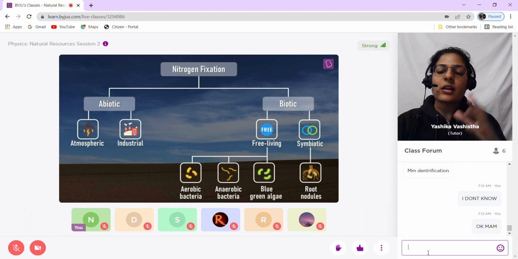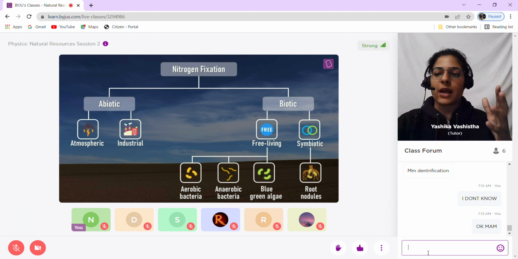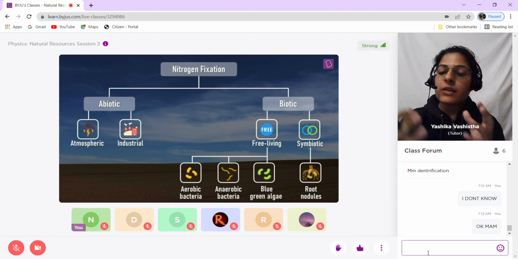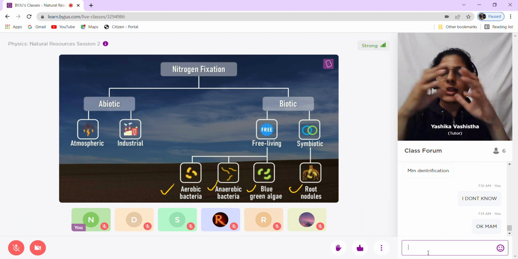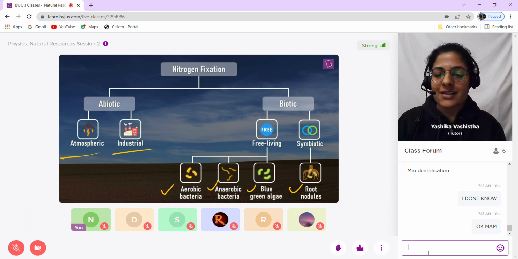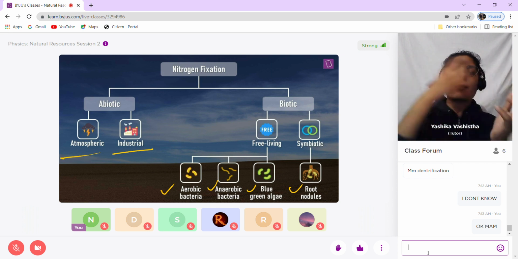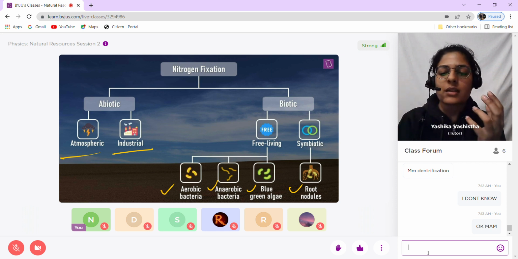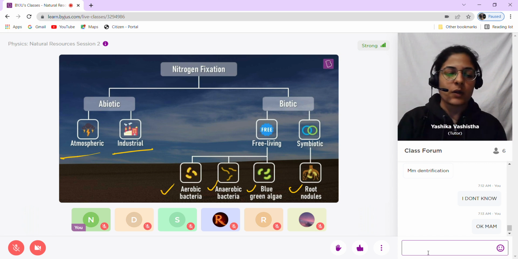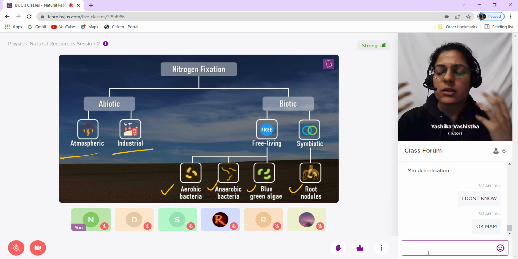And in biotic there are free living bacteria and symbiotic bacteria. In free living there are different kinds of bacteria like aerobic bacteria, anaerobic bacteria, blue green algae and root nodules. All right, there are different methods of how nitrogen is getting fixed in the atmosphere by industries. And in our environment there are microorganisms which are also helping in making the nitrogen fixed, and getting it available to us and to the plants as well.